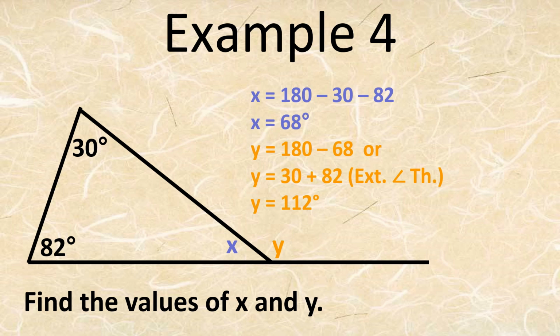Or if you have the value of X, Y is a supplementary angle to X, since this is what we call a linear pair. It's supplementary to its adjacent angle. So Y is equal to 180 minus the value of X, which is 68, which is still equal to 112 degrees.